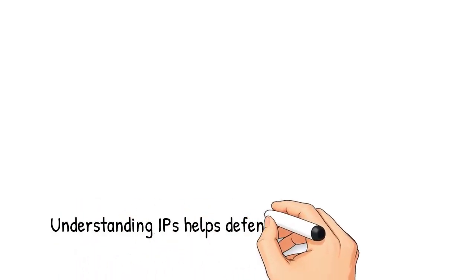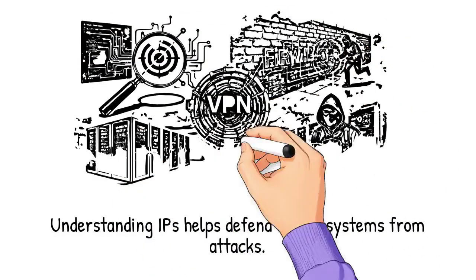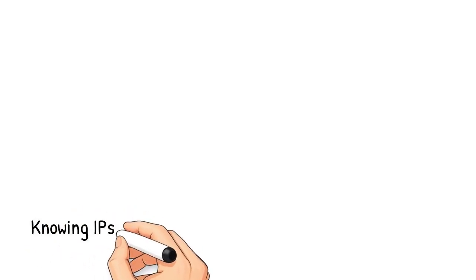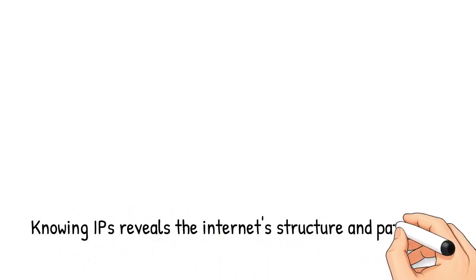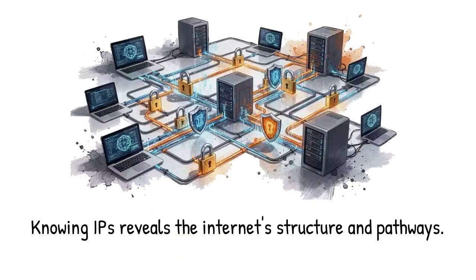Understanding IP addresses helps you understand how attackers find targets, how data travels across networks, how firewalls block unwanted traffic, how VPNs hide your identity, how companies isolate sensitive systems, how cybercriminals mask their location. When you know how IP addresses work, you begin to see the internet not as a magical cloud, but as a structured system with predictable pathways. And once you understand the pathways, you can protect them.